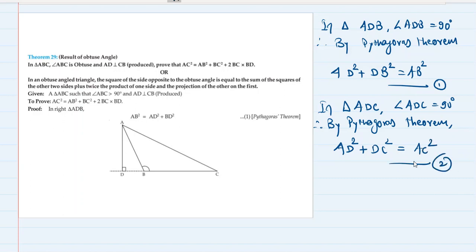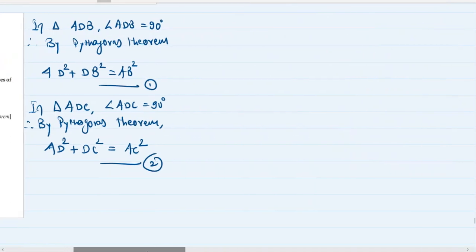Equation number 2. Again, let me ask you, in both these equations there is one term which has to be eliminated, which is not there in the statement which is to be proved. Which term is that? Yes, if you have noticed correctly, that term is AD square. So we have to equate the values of AD square. Let's do that, just like we did in the previous question. It is very similar. If you understood the previous question, this is a piece of cake for you.